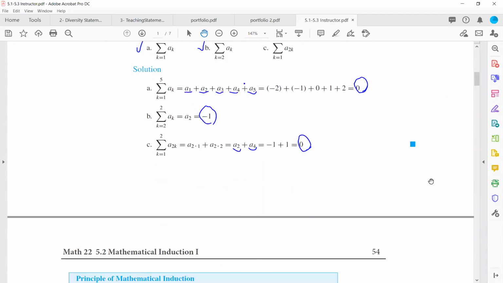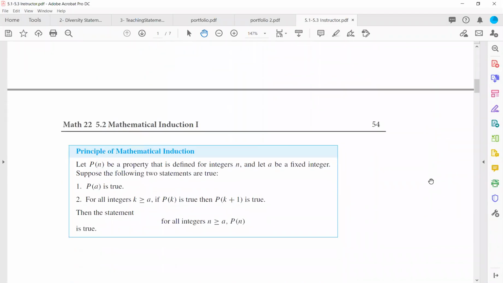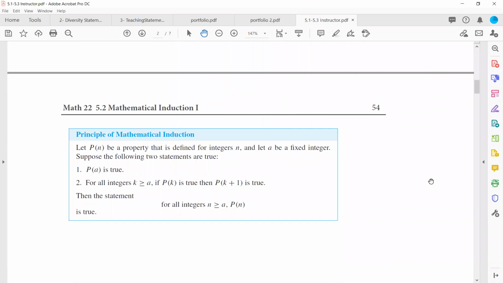Let us move on to the next page. Mathematical induction. Suppose you have some statements that are built using some terms of a sequence or a series based on a sequence. How do we prove that?